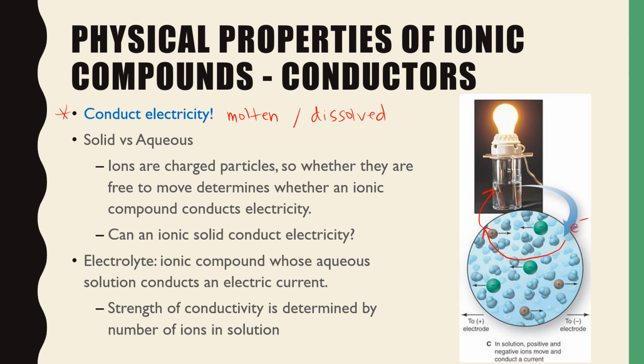So if I take these ions that are charged particles and they are free to move, that means that they have been molten, they're in the liquid state, or they're dissolved in water like shown in this picture, then I have positive cations that can attract electrons and pull them in. And I also have these negative ions that repel the electrons and can push them through, almost kind of like a ping pong table. We're pushing the electrons through.